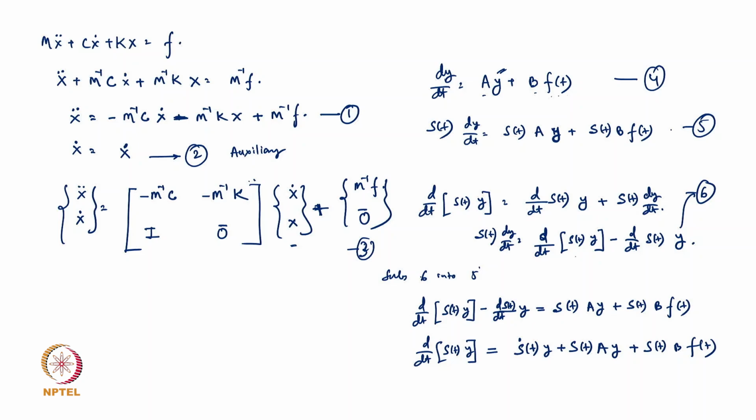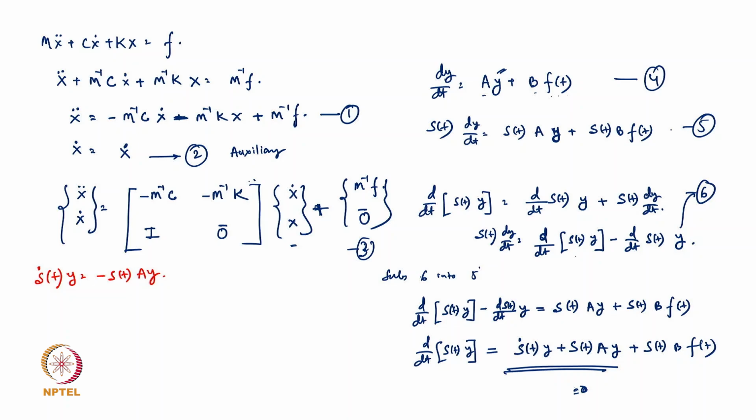Now that S of t was arbitrary. You see that we just multiplied S of t. But now we can say that, look, S of t should be such that this term will vanish. So this term will be equal to 0. For that, what should be S of t? So the condition should be S dot t into y should be equal to minus S(t) A y.